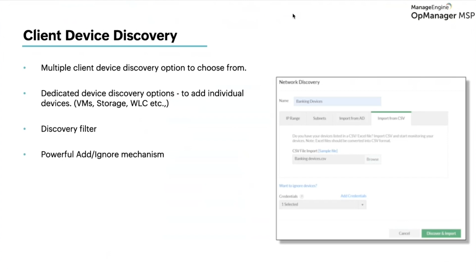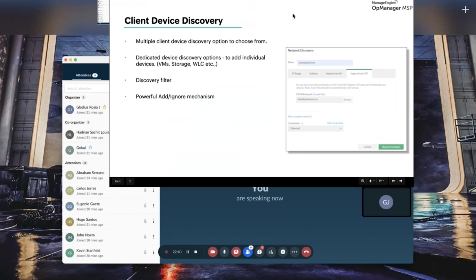We can discover devices in bulk by specifying the IP range, and we can also import from AD or CSV. Besides this, we do have a dedicated device addition option to directly add storage devices, virtual machines, etc. OpManager MSP also has a discovery filter option which lets you discover only a specific set of devices, leaving out the rest. With the help of powerful add or ignore mechanisms, we can choose the devices which have to be added or ignored, as in some scenarios, we might not need all the devices to be discovered and monitored. So let's see how this works in the product.